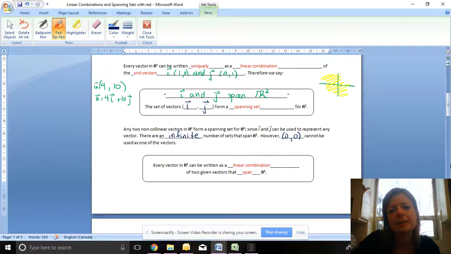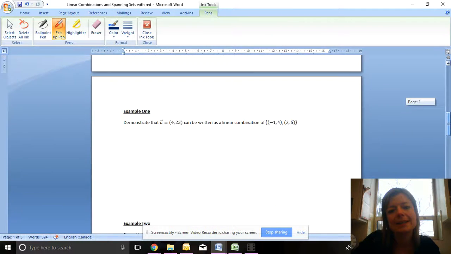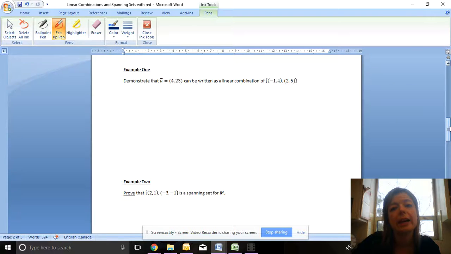Okay, so that's what it means to span R3, that any two vectors can create any vector that you want in R3. If you want to see further demonstrations of that, just ask me tomorrow.